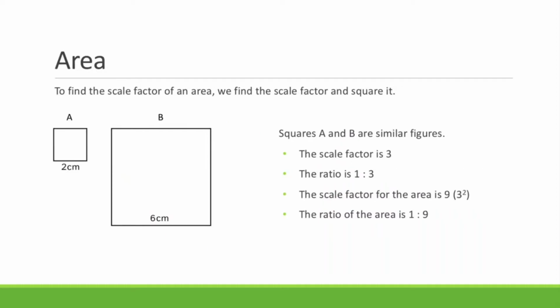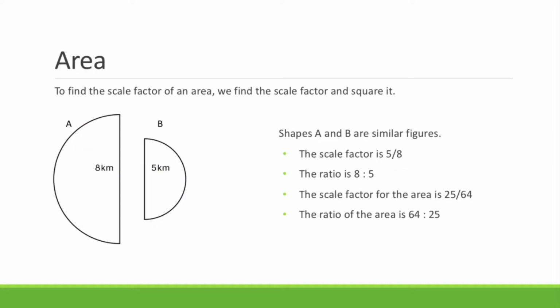Now, area. To find the scale factor of an area, what we do is find the scale factor and square it. So for example, in these two squares, the scale factor is 3. The scale factor for the area is going to be 3 squared, which is 9. And if you think about it, to find the area, this is going to be 4 centimeters squared. This is going to be 36 centimeters squared. And it's 9 times the size.